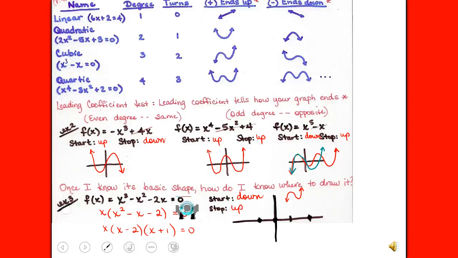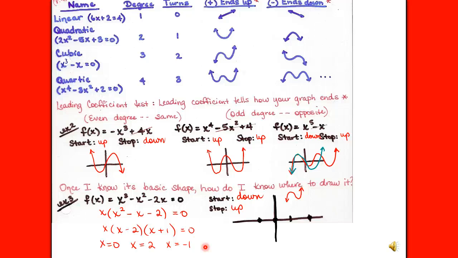And then we'll set each of those factors equal to 0. And we'll get 0, 2, and negative 1. Those are our zeros, our solutions. And what do those look like on the graph?